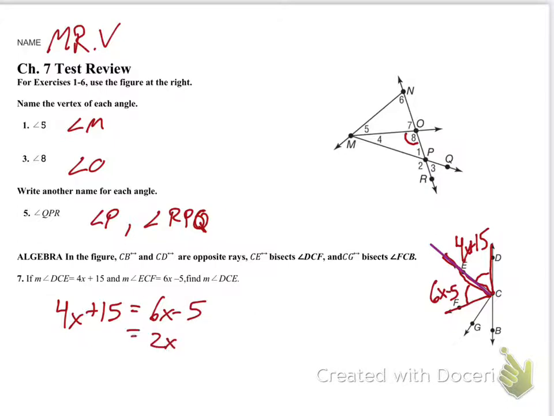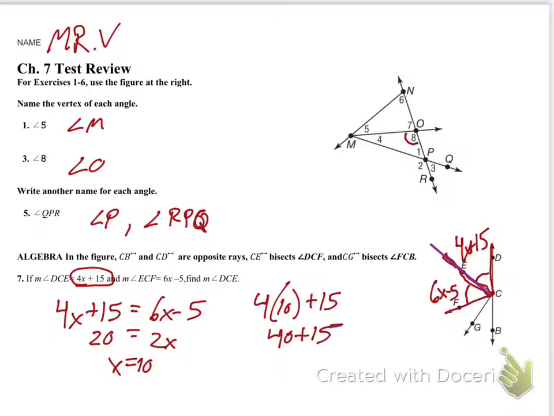So then 2x is going to equal 20. X is going to be equal to 10. And then I'm just going to plug that in for what DCE is. DCE is 4x plus 15, so 4 times 10 plus 15. 40 plus 15, so that measure DCE is equal to 55 degrees.